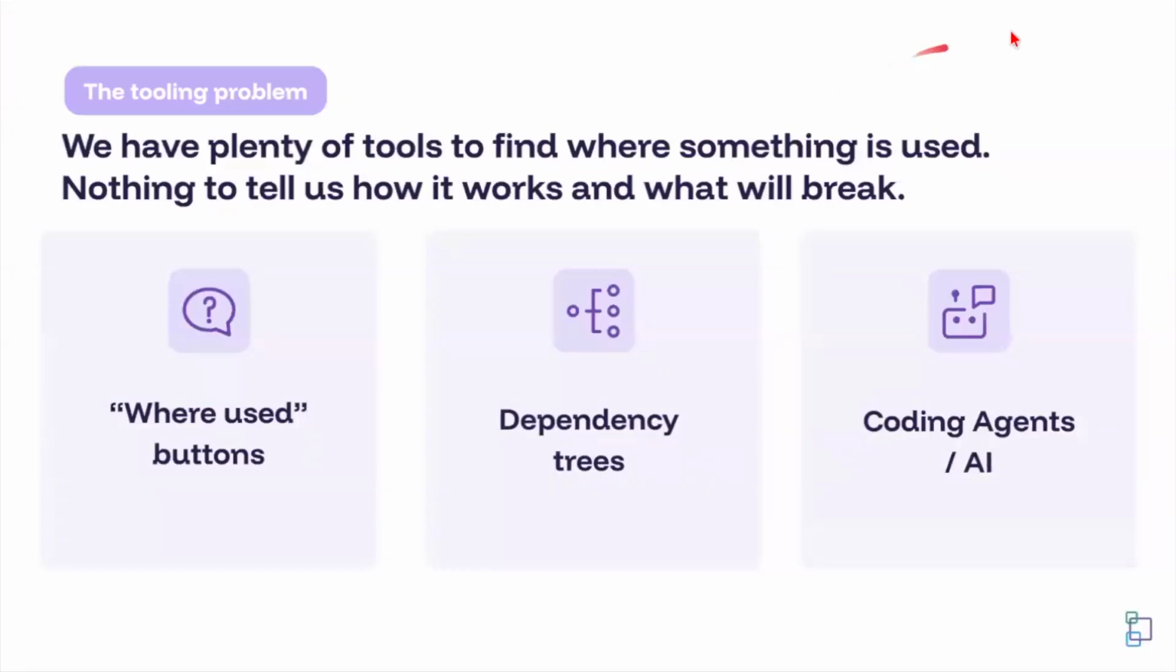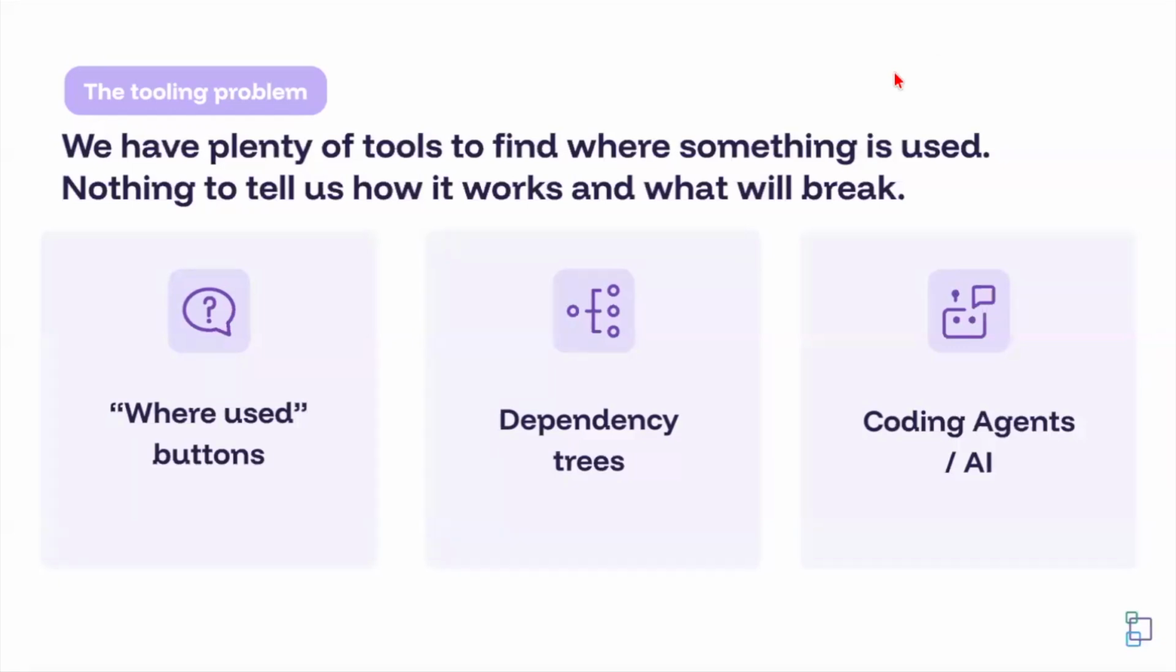Let's talk about the tooling problem in our space. We have plenty of tools to find where something is used, and Elements has been instrumental in bringing a lot of these to market. But nothing really tells us how anything works or what will break. We have plenty of where used buttons, which just list all the metadata where something is referenced. Useful, for sure, but it really doesn't tell us much about an impact.